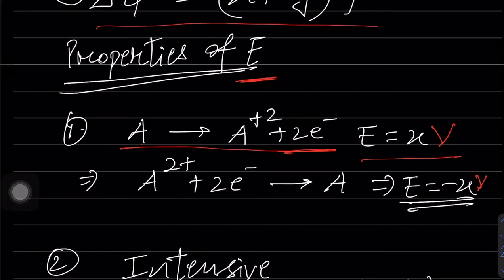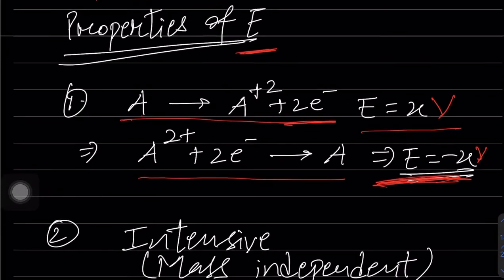Now if we reverse the reaction, so this time E will be minus x volt. E will be minus x volt. If it is not coming onto the screen, I will write it over here.